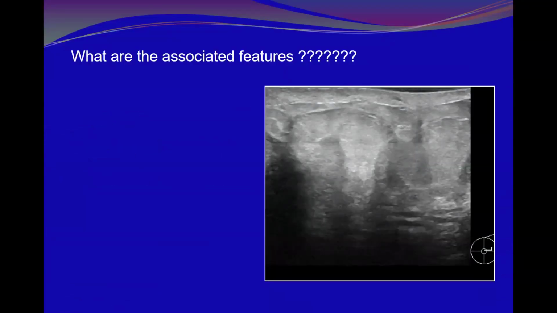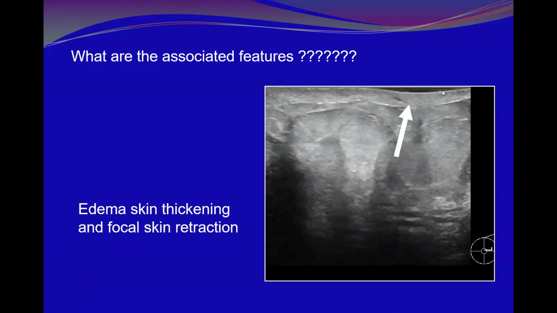Associated features? Diffuse skin thickening and skin retraction, V-shape retraction. Excellent. This is the retraction. Edematous skin thickening and focal retractions.